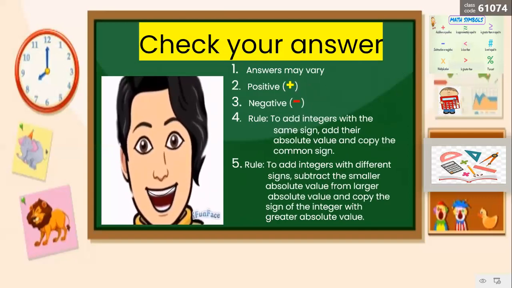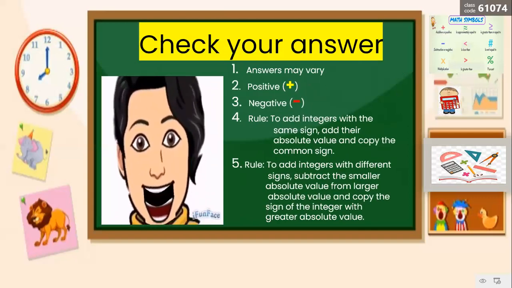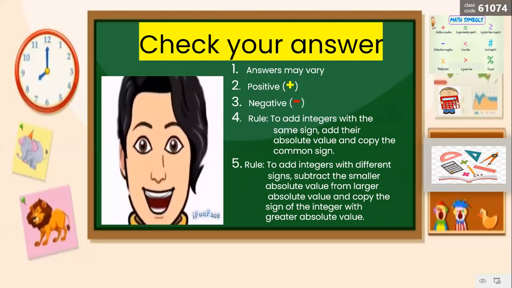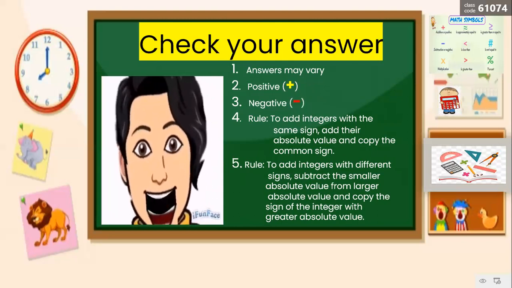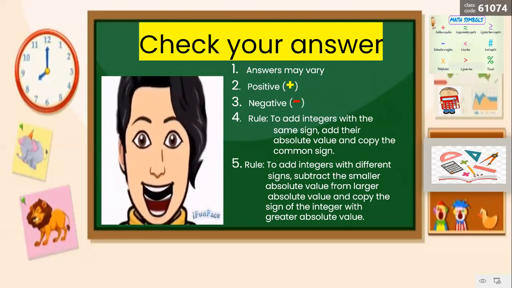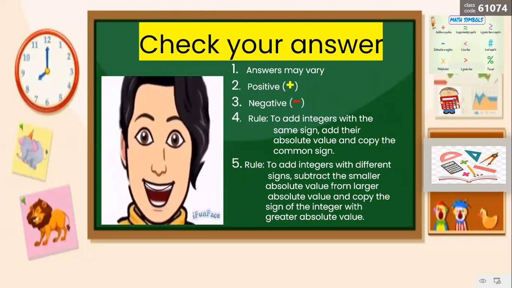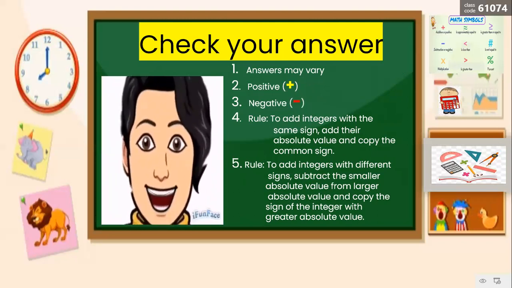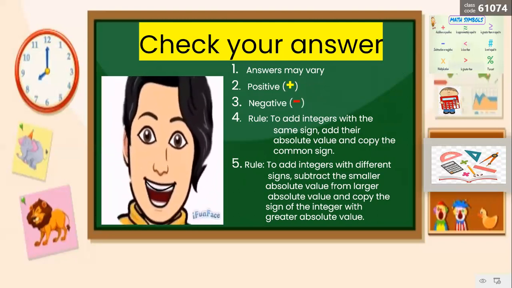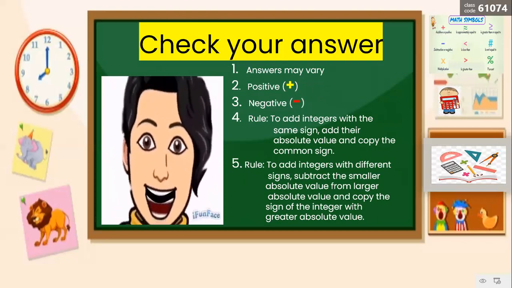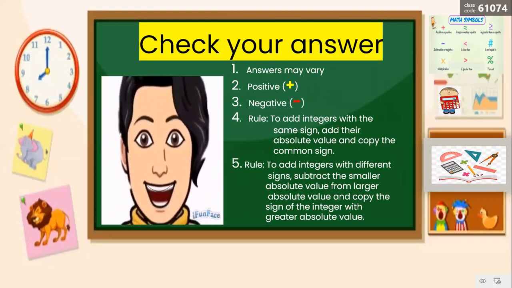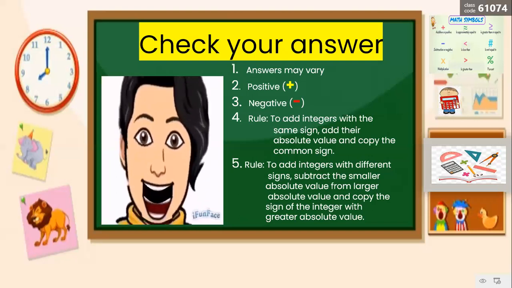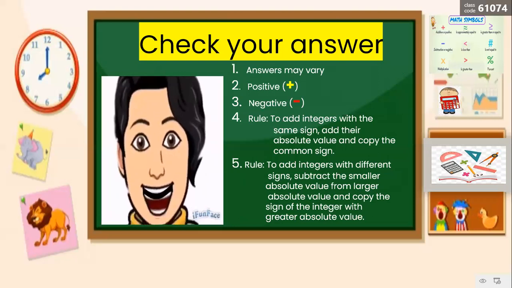Number 1, answer may vary. Next, number 2, the answer is positive. 3, negative. 4, add the absolute value of integers and copy the common sign. Number 5, the answer is subtract the absolute value of the integers. Then, the sign of the sum is the sign of the integer with greater absolute value, or copy the sign. Okay, so what is your score? Okay, very good. You got a perfect score. Great job. Congratulations.